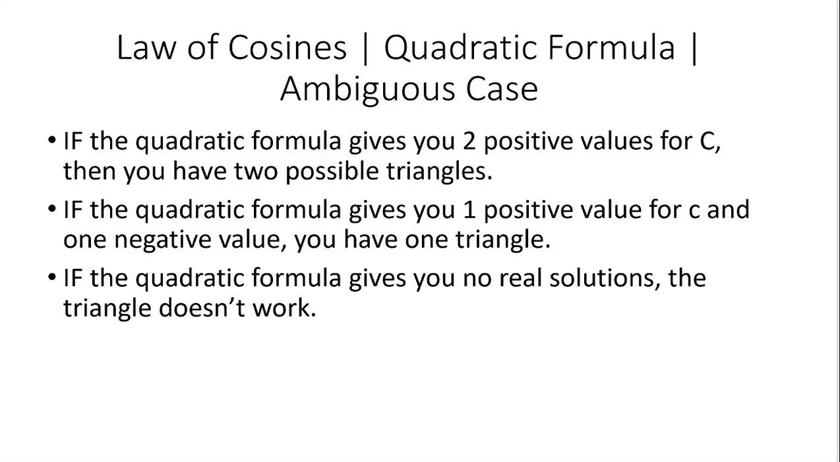So if the quadratic formula gives us two positive values for C, we're going to have two triangles like we just had in the previous example. If the quadratic formula gives me one positive value for C and one negative value for C, we throw out the negative value and we just use the positive value. That means there's just one oblique triangle. If the quadratic formula gives us no real solutions, meaning they're imaginary numbers or complex numbers with non-zero imaginary parts, then we don't have a triangle. That side length B wouldn't connect to side length C. It just won't work.